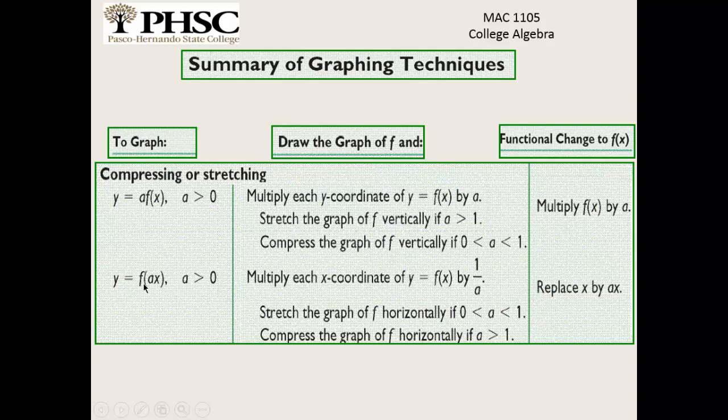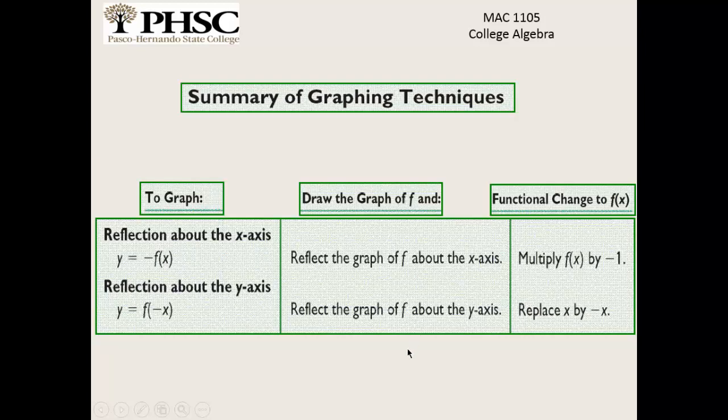Y equals f of a times x. You multiply each x coordinate by 1 over a. You replace x by ax. Stretch it if a is between 0 and 1, and you compress it if a is greater than 1.